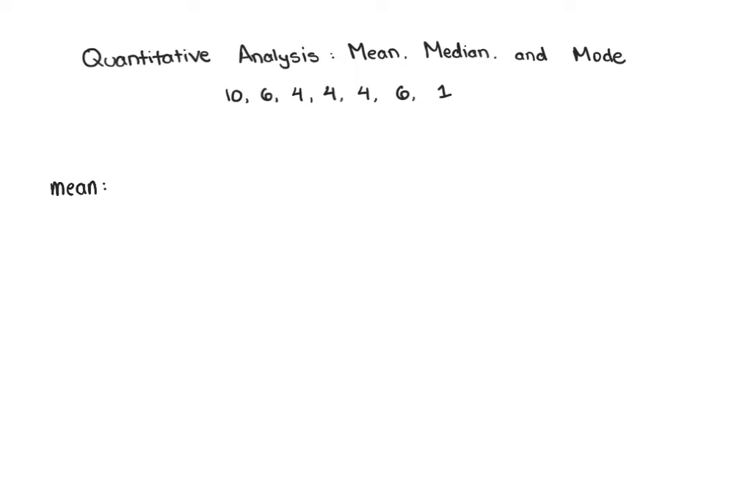So again, the mean starts by adding up all our numbers. So 10, 6, 4, 4, 4, 6, and 1. Then we will divide by the number of numbers that we have, in this case 7. Calculating that out, that gives us a mean value of 5.